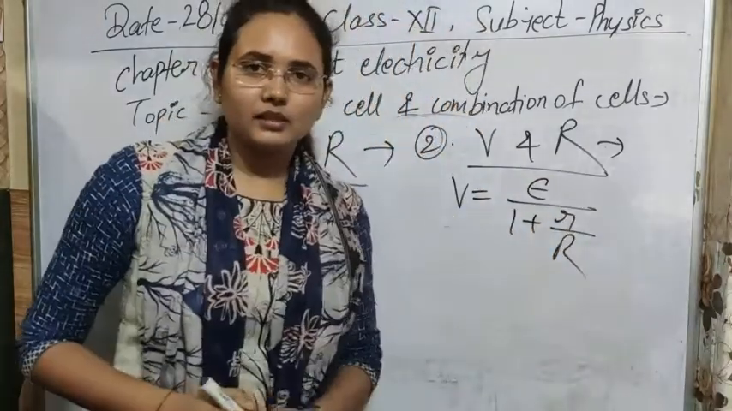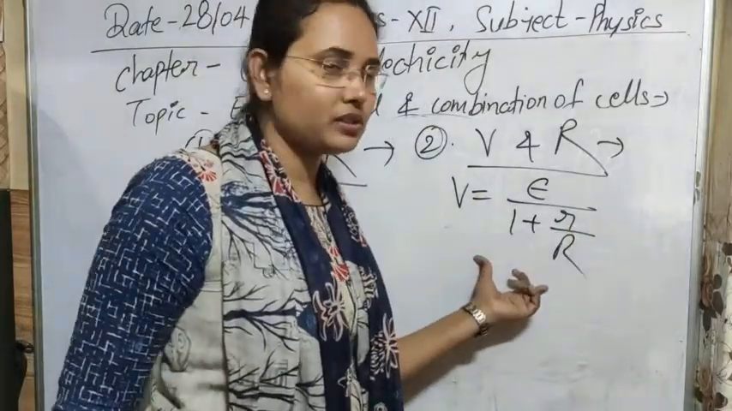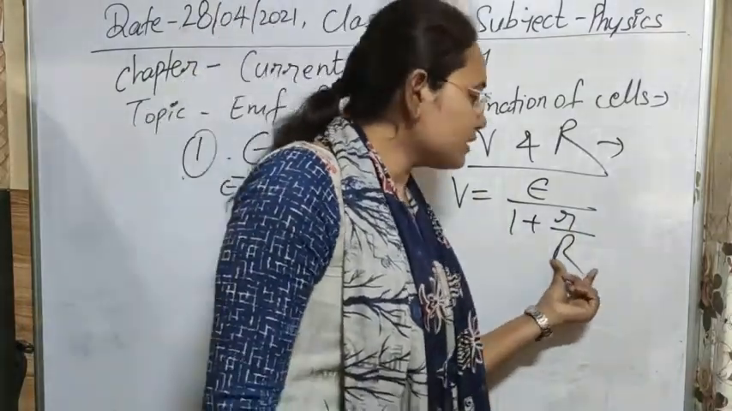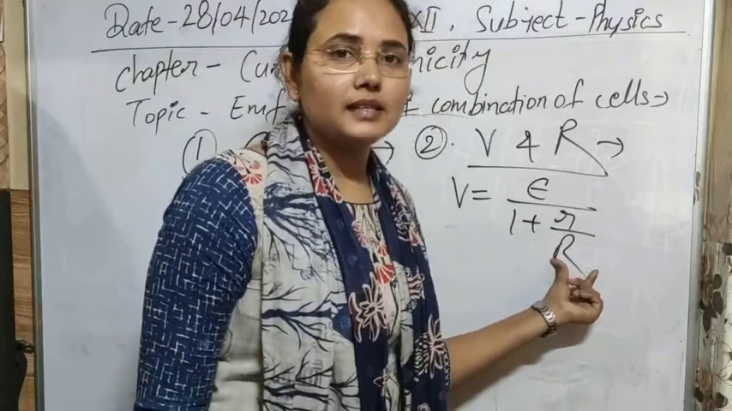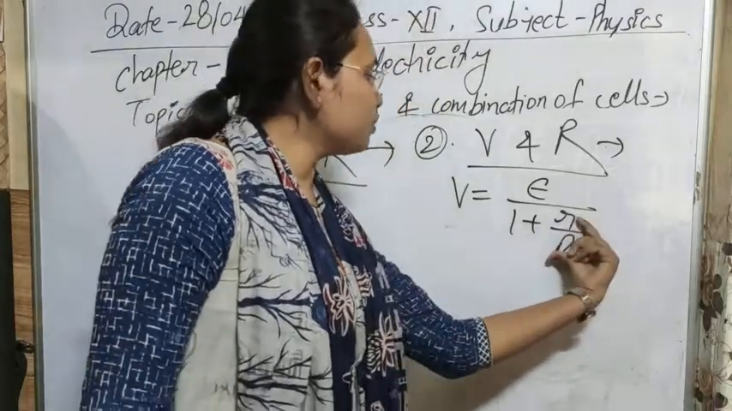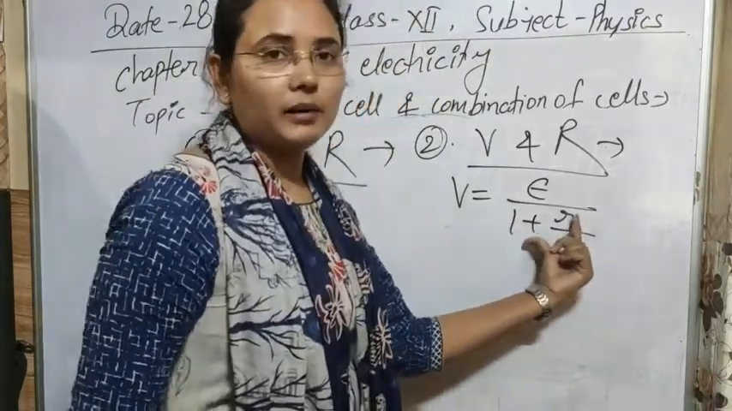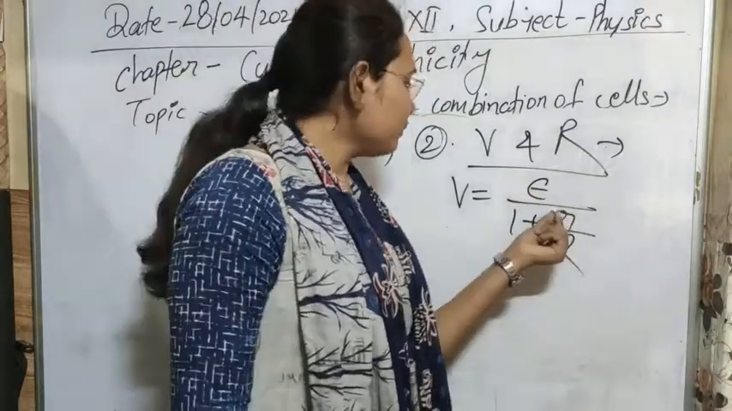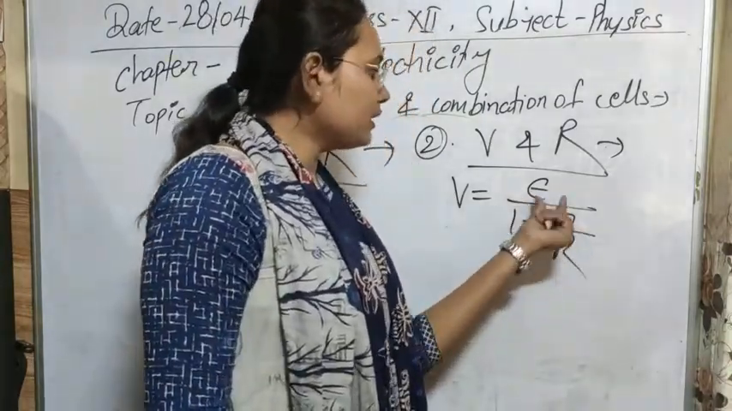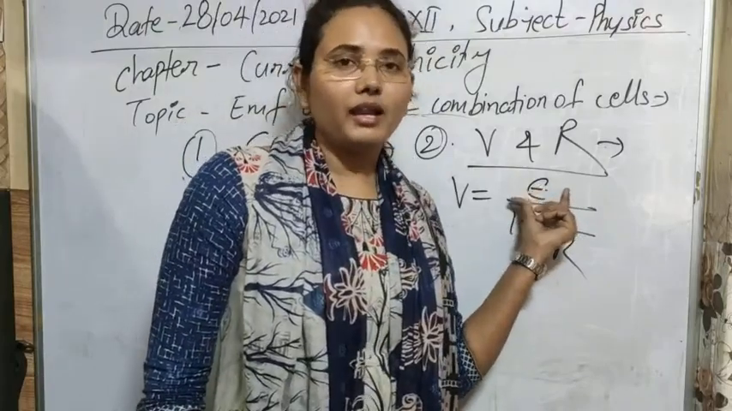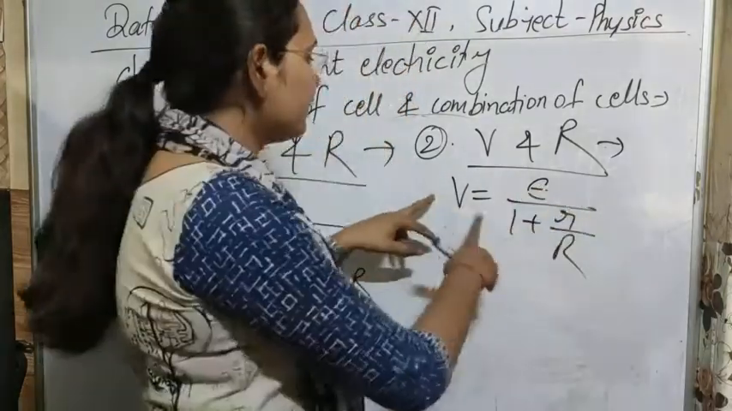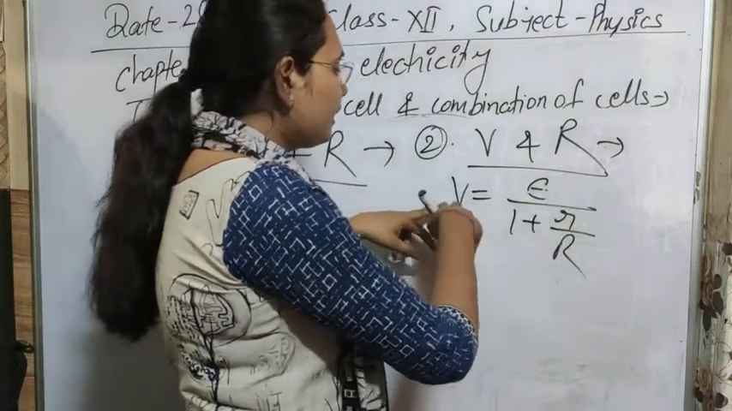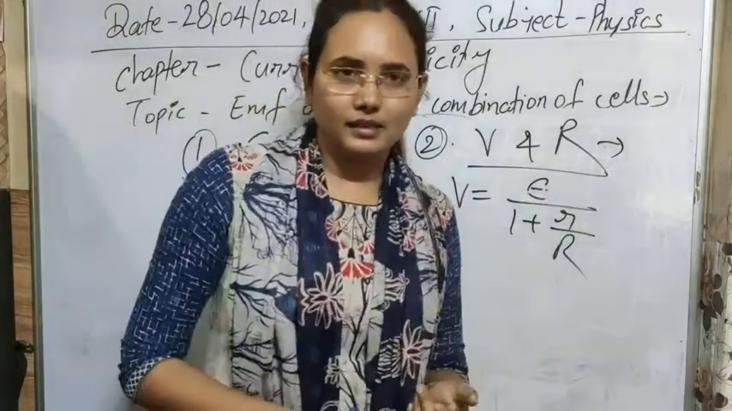Clear? Just now I have told you this relation. So in this way you can see that whenever r is increasing, then due to the increase in r, this whole term, small r by R, will obviously decrease, and due to the decrease in this factor, the denominator will decrease and the overall value will increase. So it means that with the increase in r, this V is increasing.